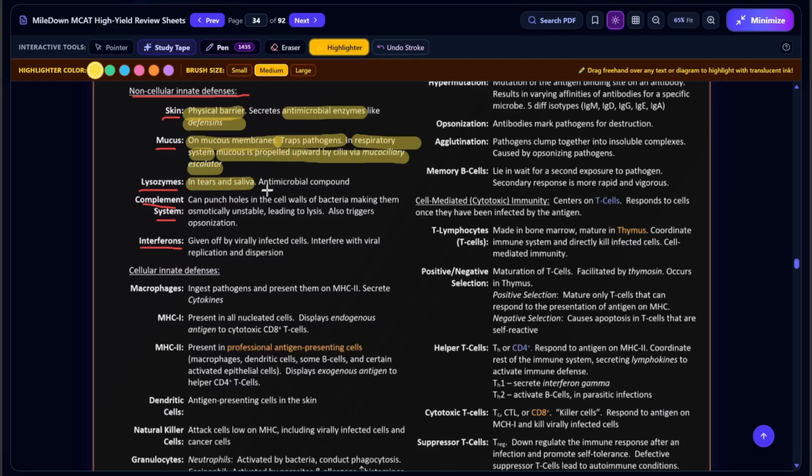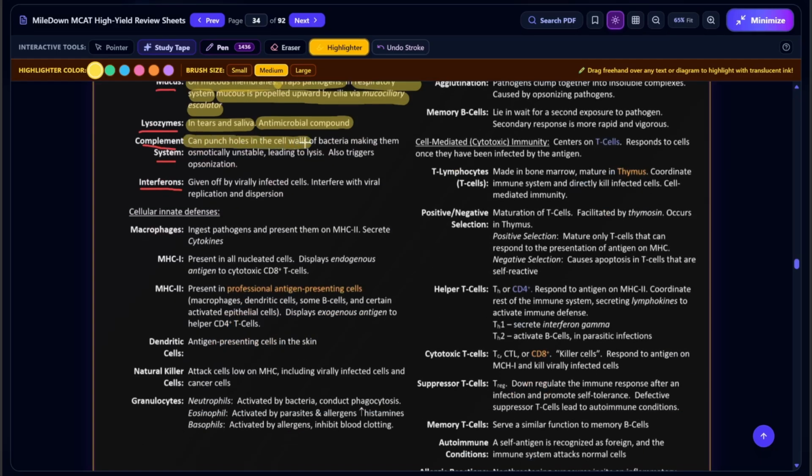Lysozymes are in your tears and saliva, and they're an antimicrobial compound. Complement system can punch holes in cell walls of bacteria, making them osmotically unstable, leading to lysis. So basically, they can punch holes in bacteria and make bacteria explode and die. And it also triggers opsonization. I'll go over opsonization in a second. Interferons are given off by virally infected cells. So interferons interfere with viral replication and dispersion. So they're helping with protecting you.